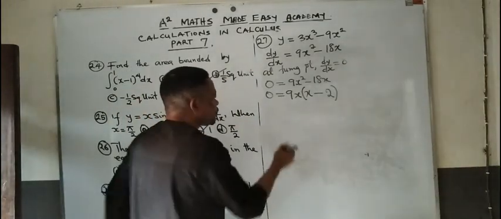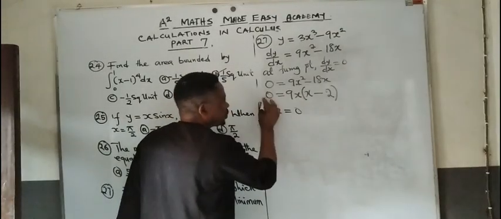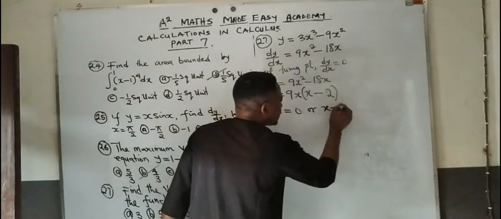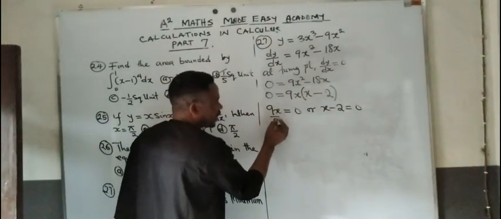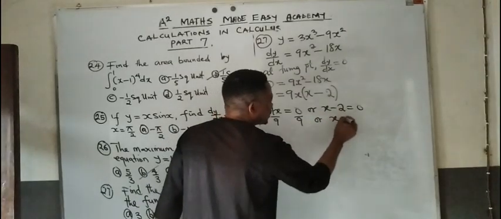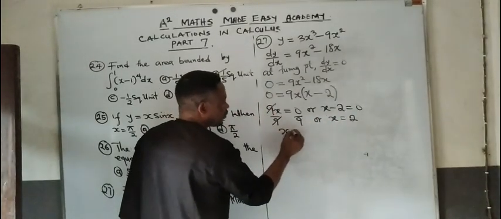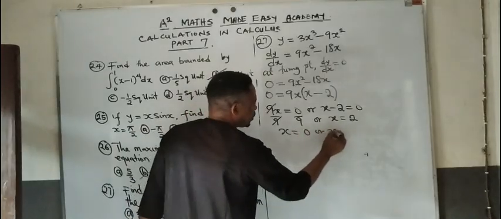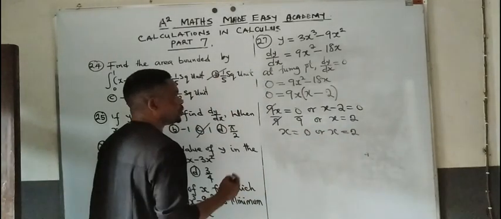Watch. I will now say 9x, this very one, should be equal to 0, or x minus 2 should be equal to 0. Make x subject. Divide this by 9. Divide this by 9. Collection of like terms, x here is 2, right? Finally, 9 will cancel 9. So the value of x is 0 here, and here the value of x is 2.